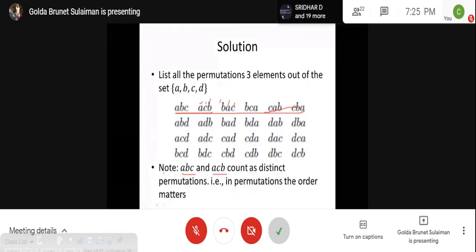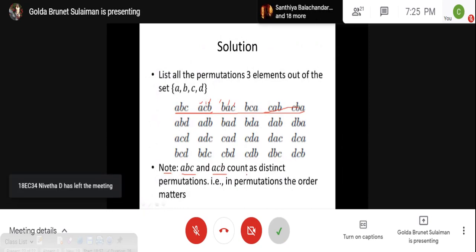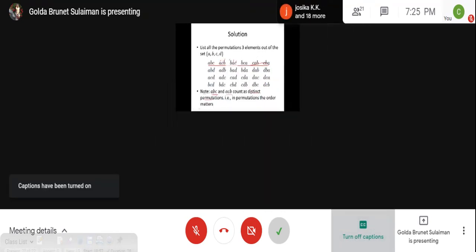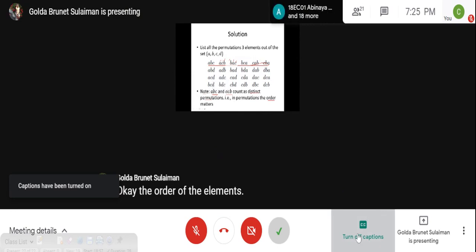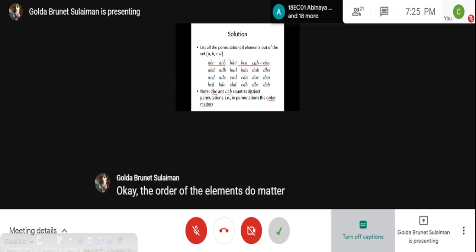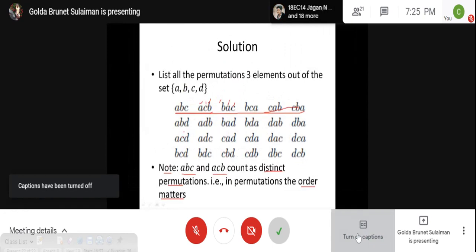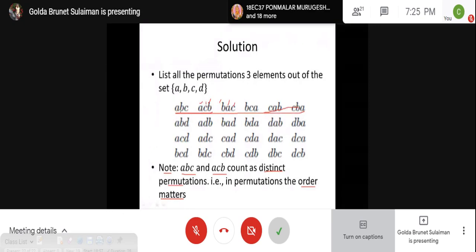So the important takeaway is this. ABC and ACB count as distinct permutations, meaning that they are two different permutations. The order of the elements does matter in permutation. ABC is different from ACB, ACB is different from BAC, and so on. Although the elements are the same, the order in which the elements appear matters in permutation.